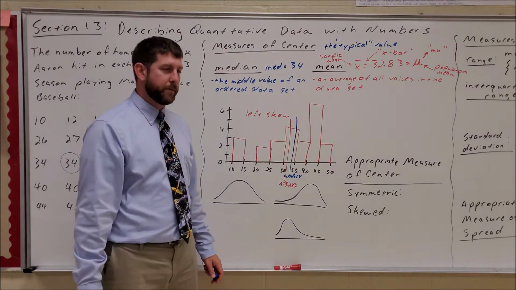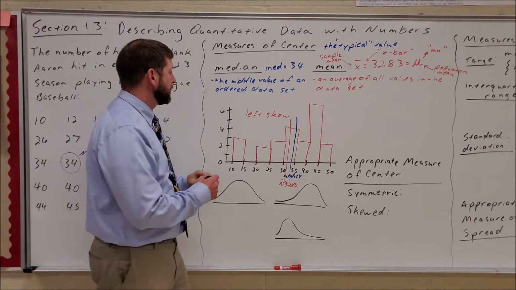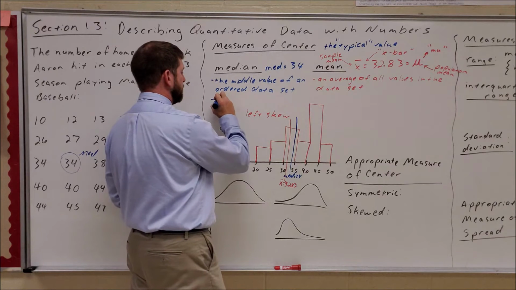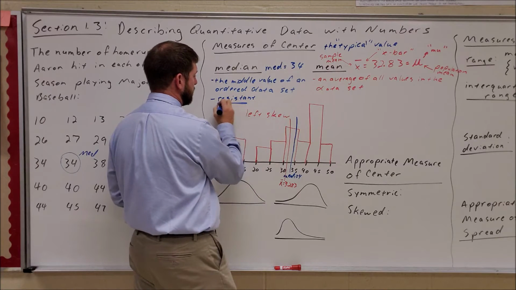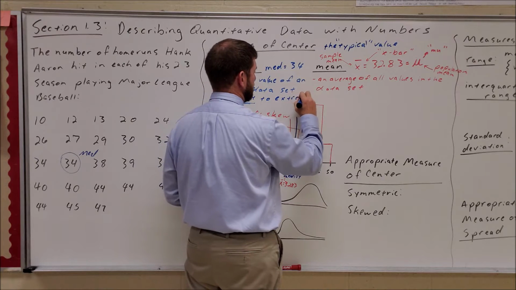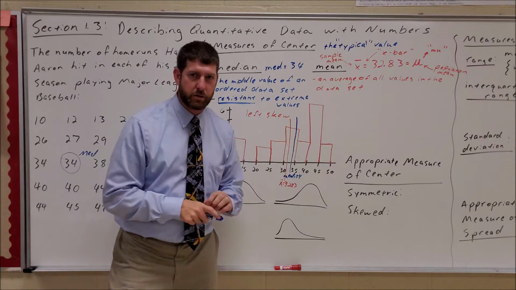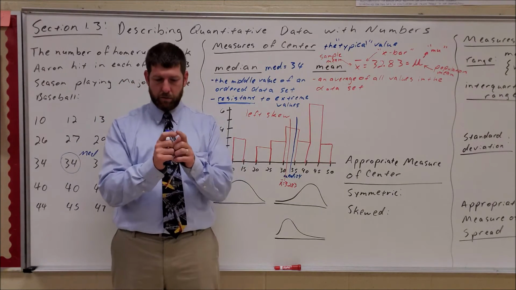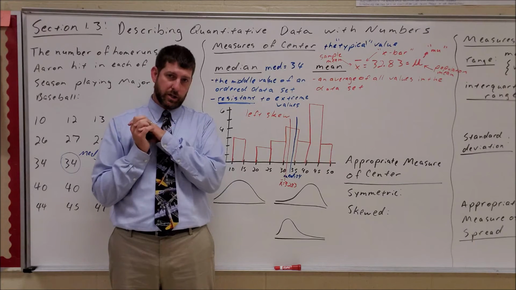So if we think about when median is appropriate and when mean is appropriate, we need to follow these two rules right here. We need to remember that median is resistant, keyword there, resistant to extreme values. Well, what do I mean by resistant? Resistant means that if a value changes, then the measure does not change.